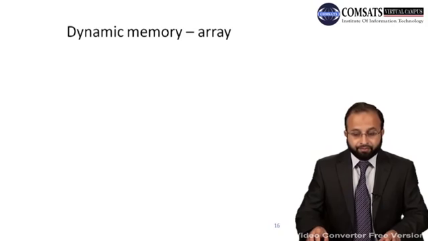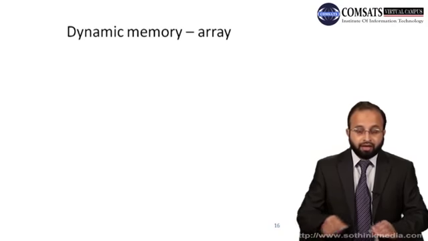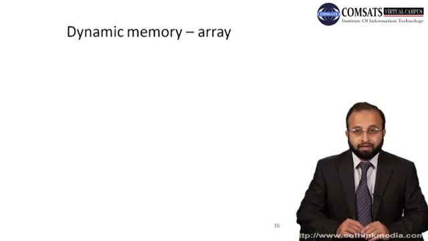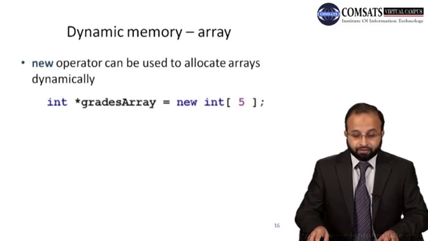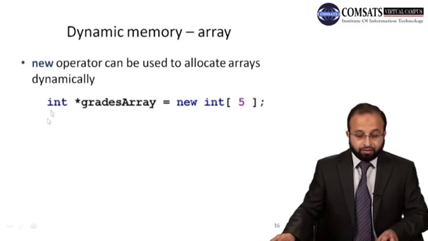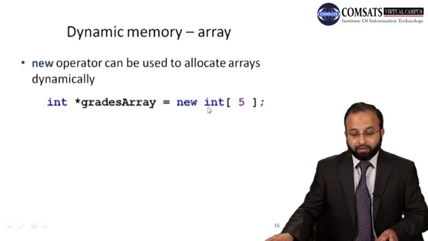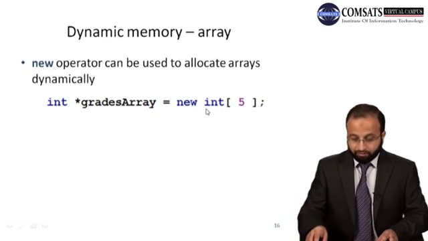Dynamic memory allocated for a dynamic array. That means you are going to make an array whose size you don't know at compile time. So the new operator can be used to allocate arrays dynamically. This is how you can make an integer array of size 5. So the integer pointer grade array points to a memory location where you can store 5 integers, right? So new int will create memory for integers whose size is 5. This is the square bracket. So you can store 5 integer values in that newly created memory.